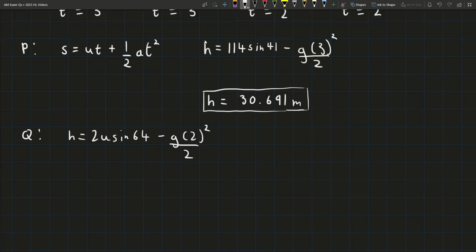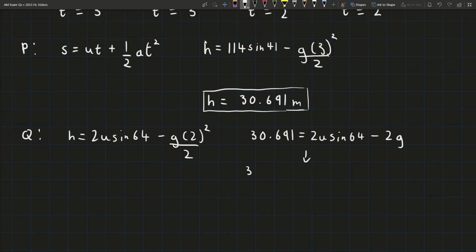And we know h is 30.691, so we can replace the h with 30.691. We have 30.691 equals 2u sine 64 minus, now 2 squared is 4, 4 over 2 is 2, so minus 2g. Now we can just solve for u.